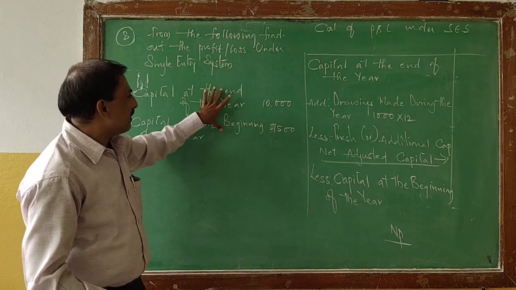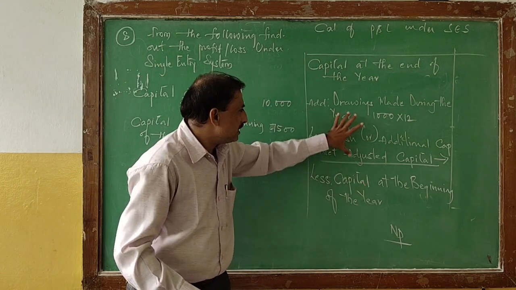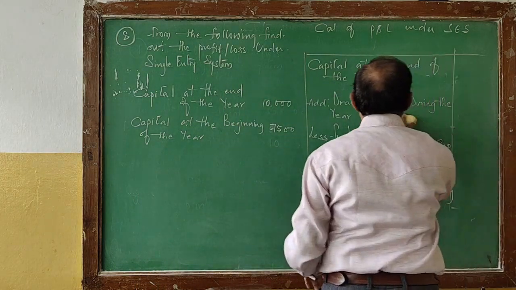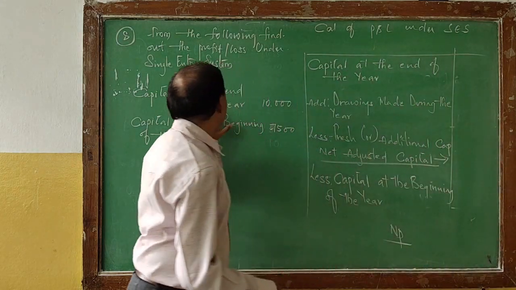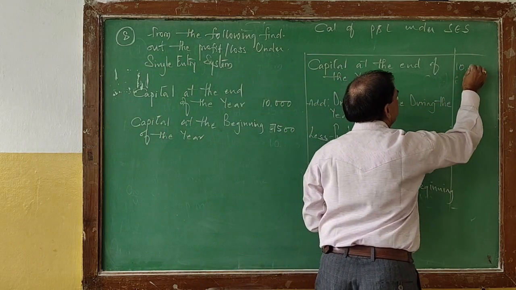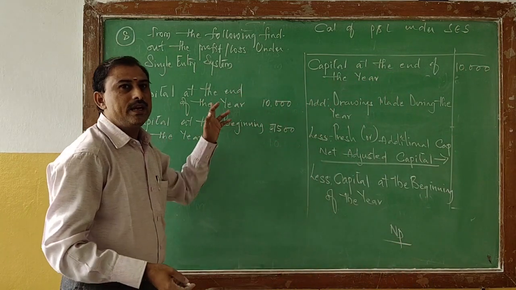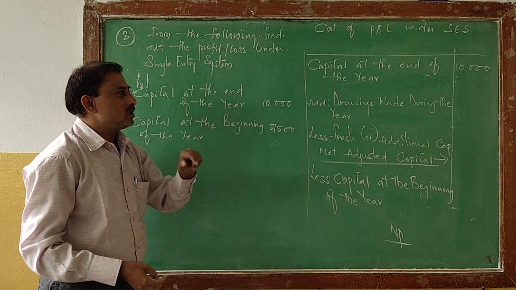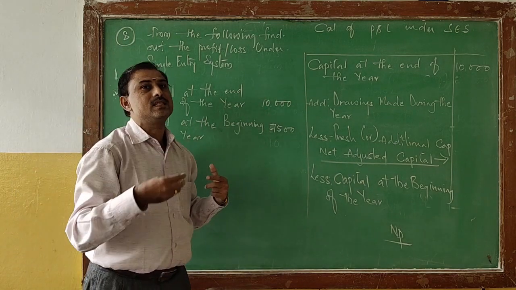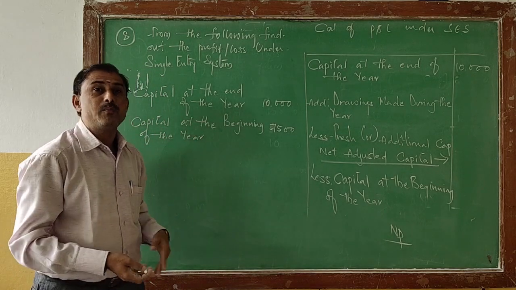What is given for us in the problem? Capital at the end, capital at the beginning. The other items we will keep as nil or zero. So what is the capital at the end of the year? 10,000. We will write here 10,000. For that 10,000, when you calculate the profit under single entry system, we have to add the drawings. But the drawings are not given for us in the problem.